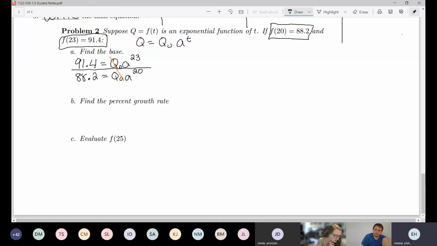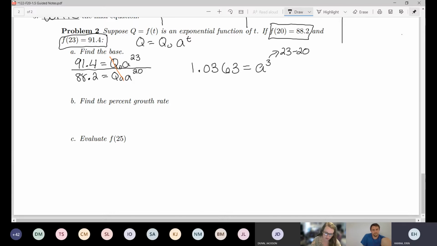So we get 91.4 divided by 88.2 is going to give us 1.0363, and we're going to get A cubed. This is coming from 23 minus 20. We're taking the 2 exponents, and since we're dividing these 2 things with the same base, we subtract their exponents. So 23 minus 20 is 3.